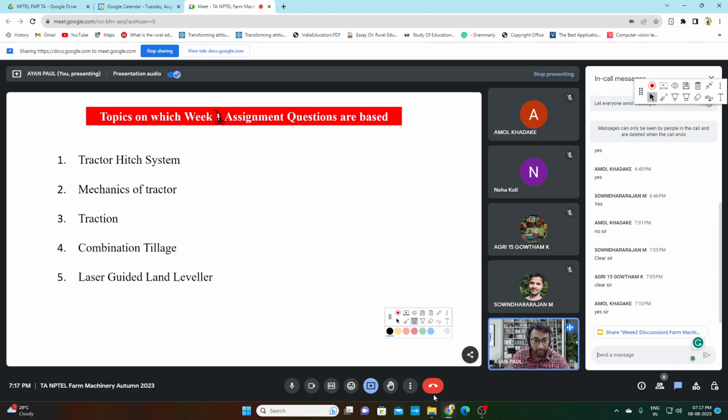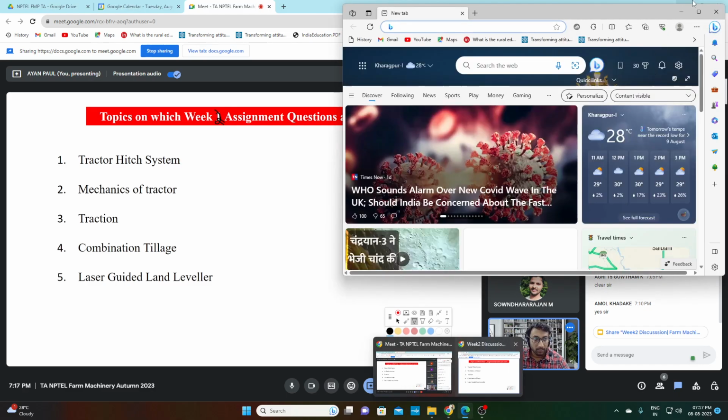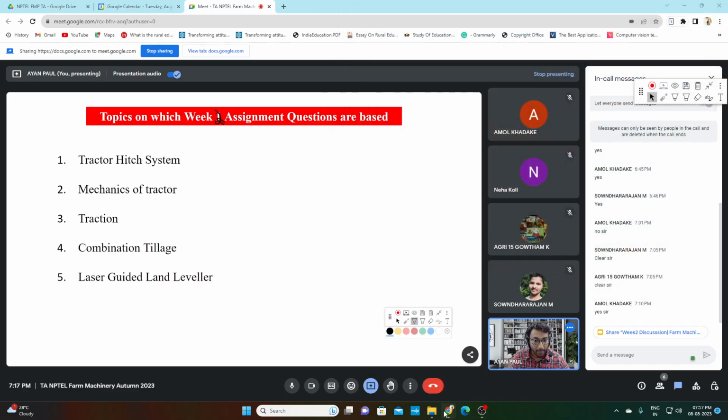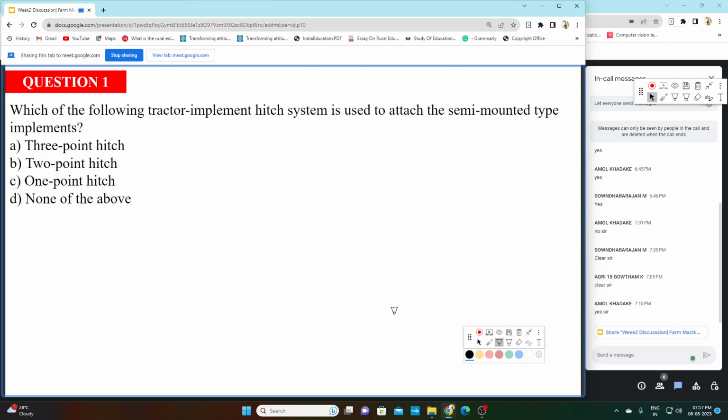So first question: which of the following tractor implement hitch systems is used to attach semi mounted type implements? A is 3 point hitch, B is 2 point hitch, C is 1 point hitch, D is none of the above. Any guesses for this? 2 point. Sir, 3 point hitch. Someone is telling 3, someone is telling 2.